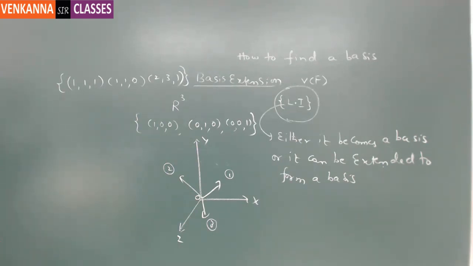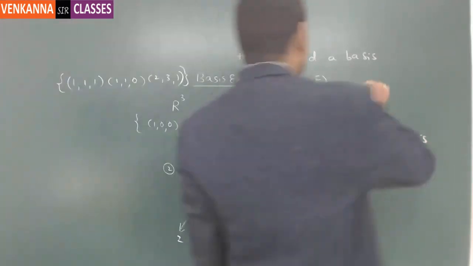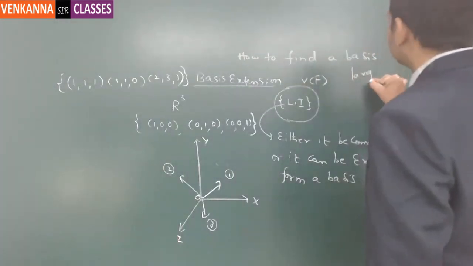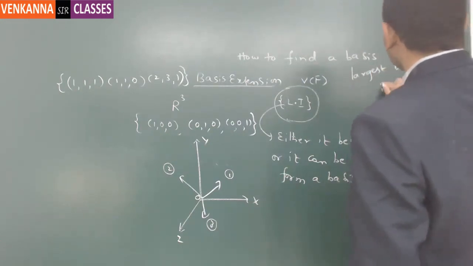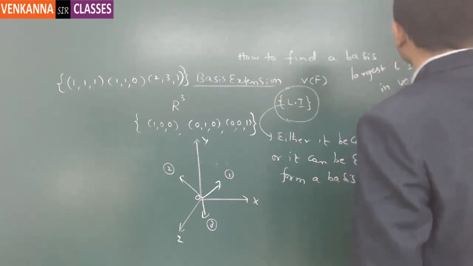If the elements are polynomials, matrices, etc., then if you talk of a basis geometrically, it is not possible to visualize them. So you just imagine that it is the largest linearly independent set in the vector space. So its significance is nothing but the largest linearly independent set in the vector space.